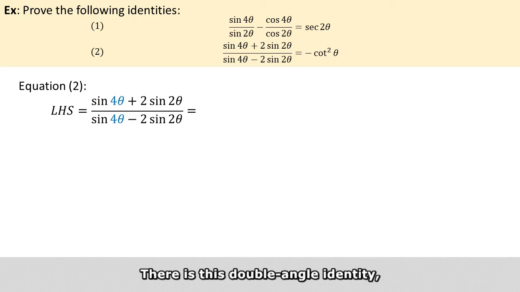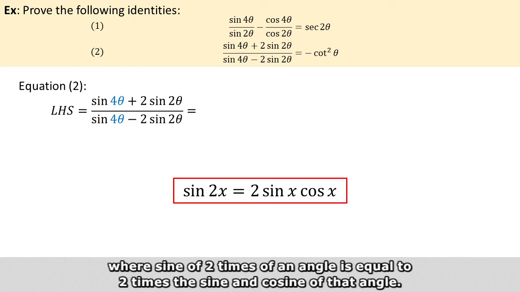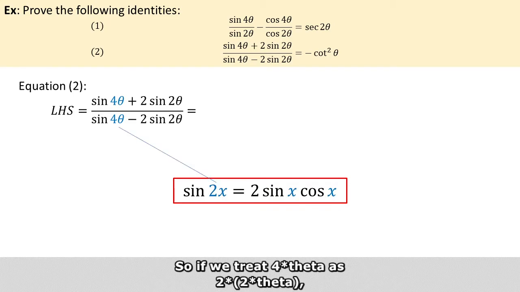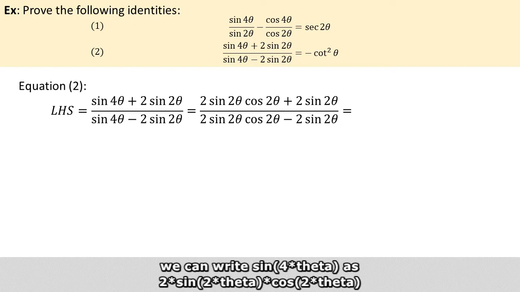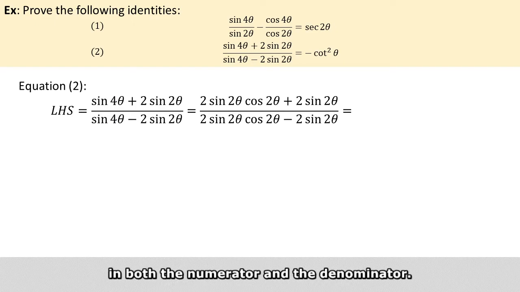There is this double angle identity where sine of 2 times an angle is equal to 2 times the sine and cosine of that angle. So if we treat 4 theta as 2 times 2 theta, we can write sine of 4 theta as 2 times sine of 2 theta times cosine of 2 theta in both the numerator and the denominator.